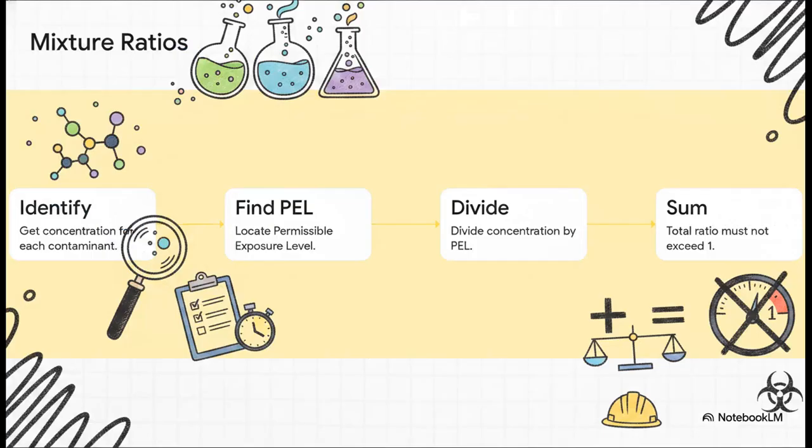during the workday. But wait, what happens when your workplace isn't just dealing with one chemical? In real-world environments with mixed substances, you have to calculate an equivalent ratio for all hazards combined. First, identify the concentration of each contaminant. Second, find the permissible exposure level, or PEL, for each one. Third, divide the observed concentration by the PEL for each substance to get a ratio. Finally, you just sum all those ratios up. The absolutely crucial rule here is that the final number can never, ever exceed 1. If it goes over 1, the combined synergistic effect is both legally and biologically unsafe.